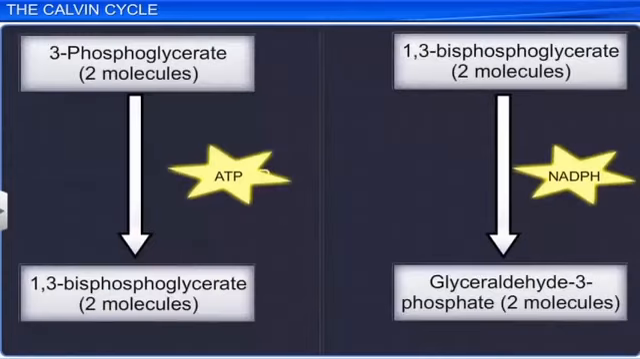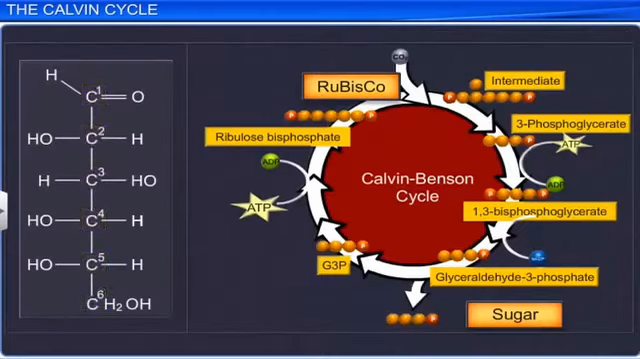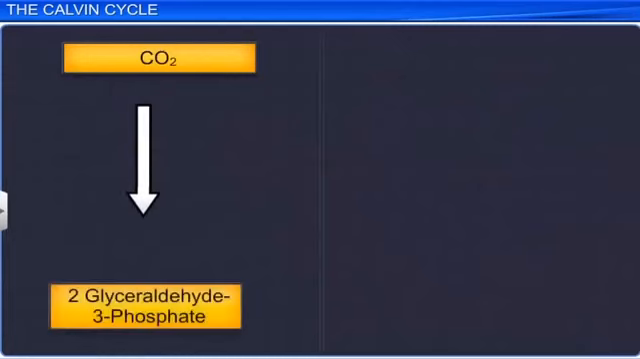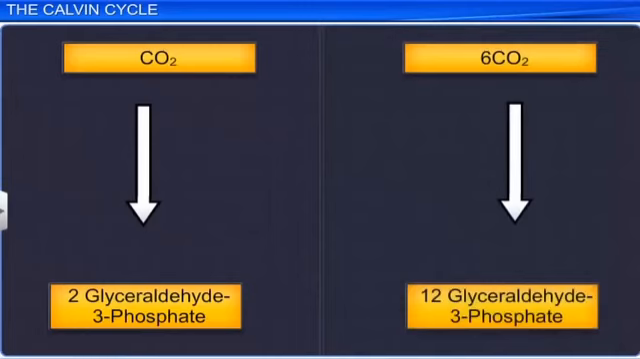Thus, to fix 1 molecule of carbon dioxide to 2 molecules of glyceraldehyde 3-phosphate, 2 ATP and 2 NADPH are utilized. 6 carbon dioxide molecules are necessary for the formation of 1 glucose molecule. Hence, let's calculate for 6 carbon dioxide molecules. 1 carbon dioxide molecule results in 2 molecules of glyceraldehyde 3-phosphate. Hence, 6 molecules would yield 12 molecules of glyceraldehyde 3-phosphate.